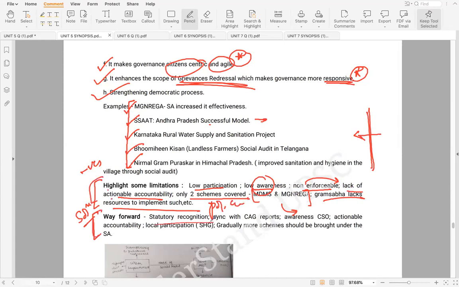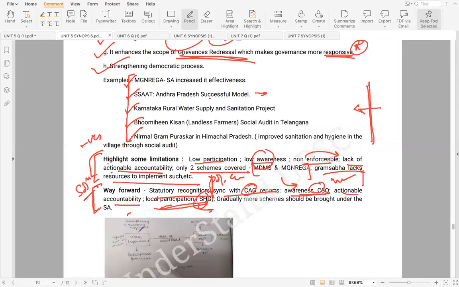Way forward, statutory recognition is the need of the hour. You have to sync them with CAG reports. You have to make them aware through CSOs. You have to turn the moral responsibility into legal accountability. You need to have local participation, especially women empowerment through SHGs. Gradually, more schemes should be brought under the social audits. This would be the way forward.